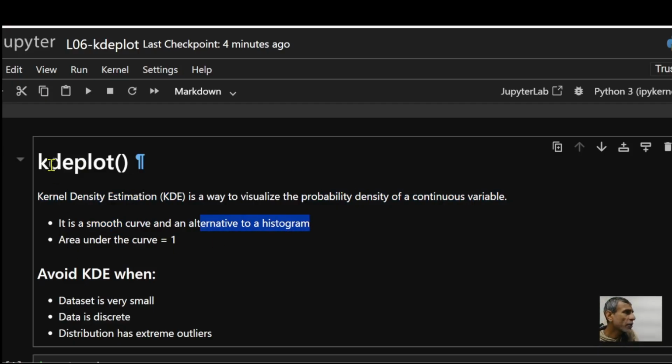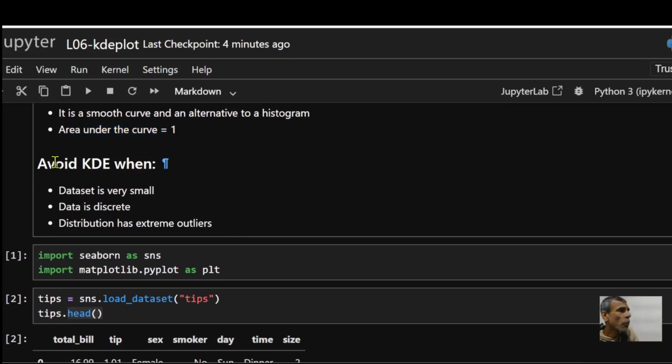One of the characteristics of your KDE plot is that the area under the curve is always going to be equal to 1. Now, you want to avoid using KDE when your dataset is small or when your dataset is discrete. Also, if your distribution has some extreme outliers, you do not want to use your KDE plot.